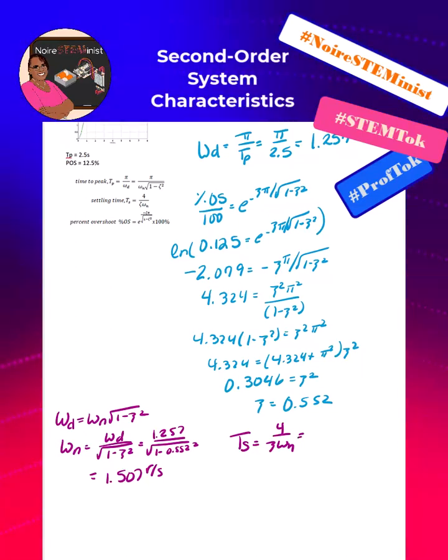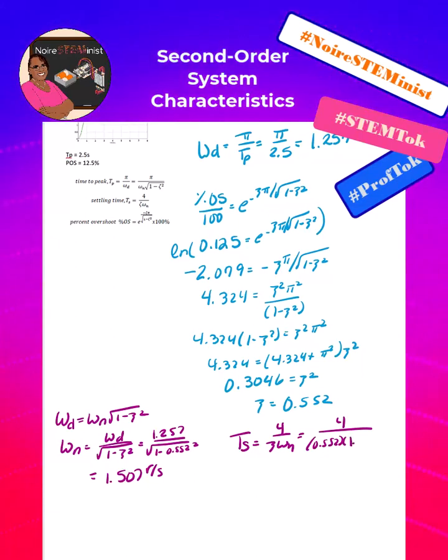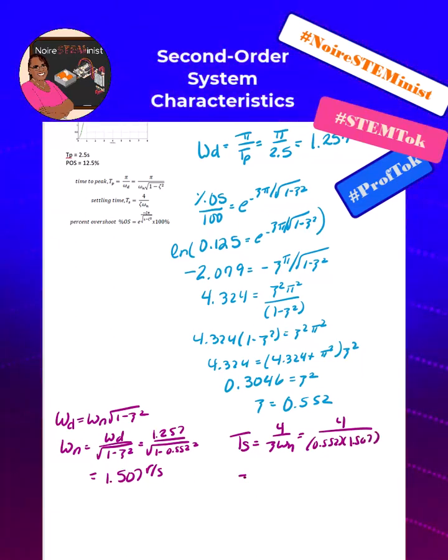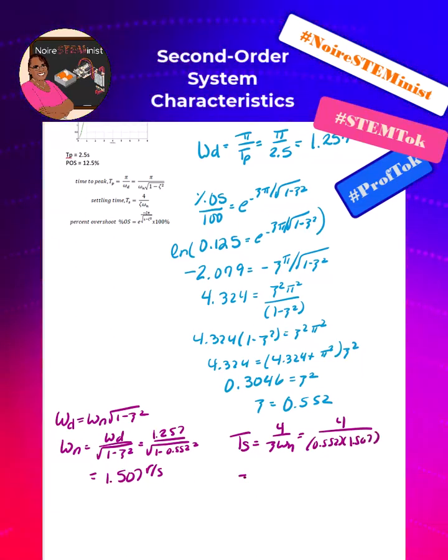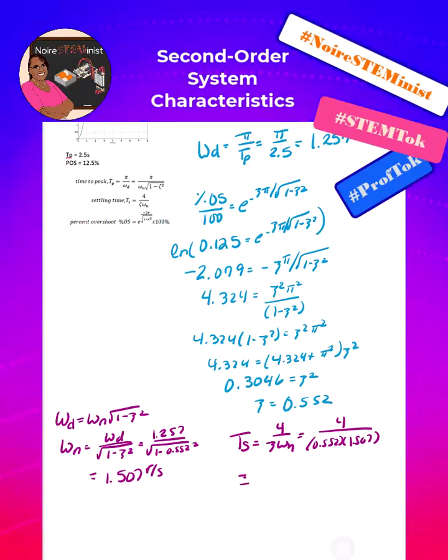So the settling time is 4 over zeta omega n. So it's 4 divided by 0.552 times 1.507. So the settling time is 4.8 seconds, which is a little bit more accurate than the 4 seconds estimated by looking at the graph on the previous video.